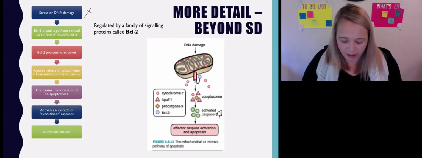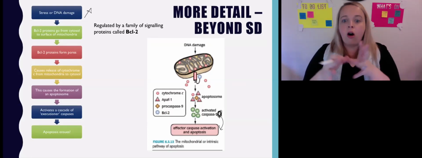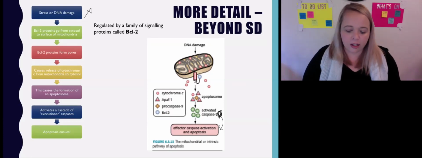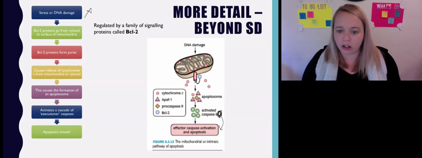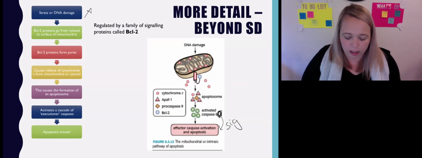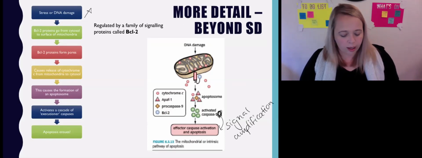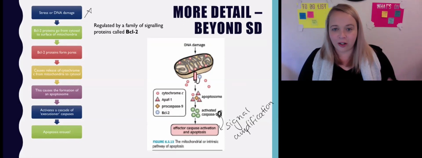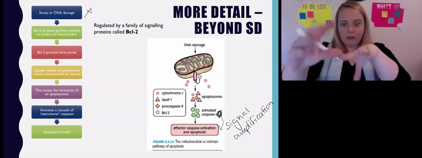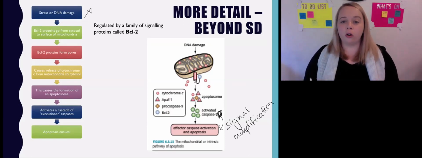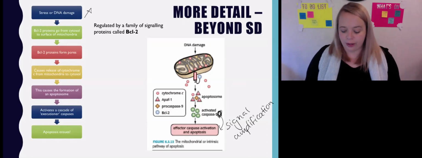Can you see here that you've got one caspase being activated, and then it activates a whole bunch of others. So this is that signal amplification that we were talking about. This is a good example of signal amplification. And then after you've activated your caspases, they're going to go chomp, chomp, chomp, and they're going to chomp up all of your cytoskeleton.